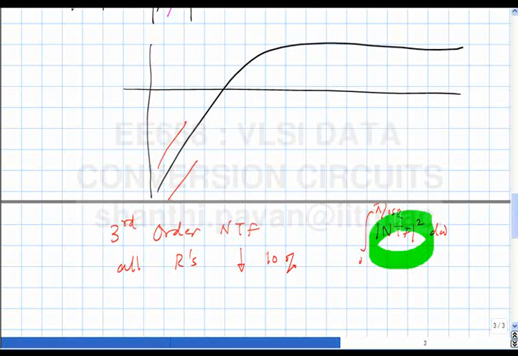Correct? And if the out-of-band gain is increasing, can you make any comment about the stability of the modulator? The maximum stable amplitude, if you are lucky, will reduce. Sometimes the modulator will simply go unstable because the poles are going outside the unit circle. Does it make sense?